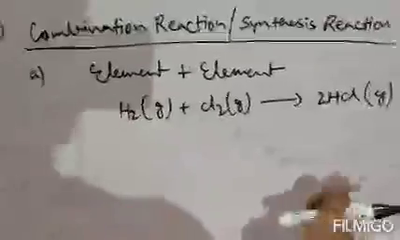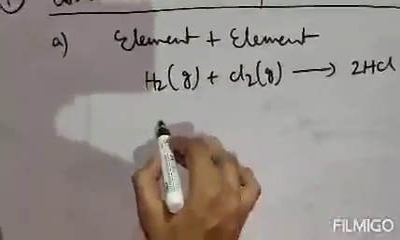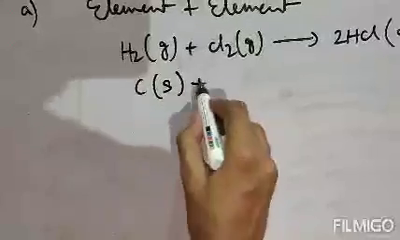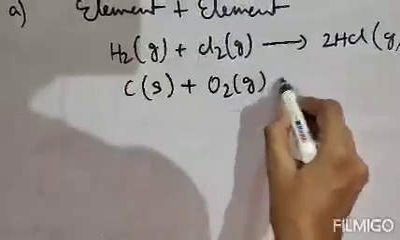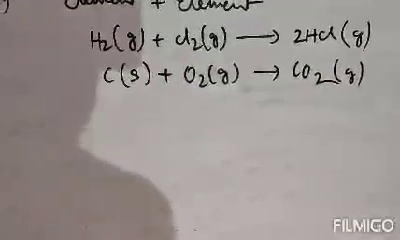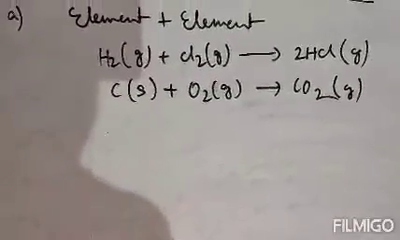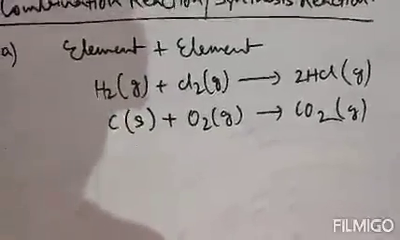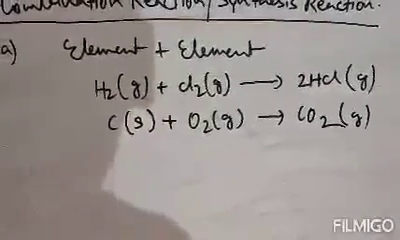Let's take another example. This is example 1. Suppose carbon, this is solid, combines with oxygen, that is gas. So it will form CO2, that is carbon dioxide. So carbon is one element, it combines with oxygen. It is a gas, so it is also an element. They form carbon dioxide. That gives a single product by combining carbon and oxygen.